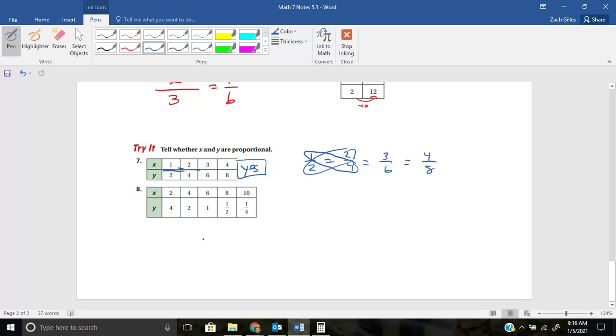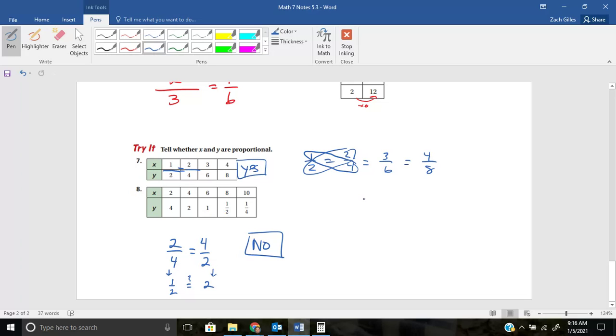And for the second problem here, when x is 2, y is 4, does that equal 4 to 2? Well, I can tell you right away, 2 over 4 simplifies to a half, and 4 over 2 simplifies to 2, right? 4 divided by 2 is 2. Is a half the same thing as 2? And the answer is definitely not. If you do cross products, 4 times 4 is 16. 2 times 2 is 4. 16 does not equal 4.